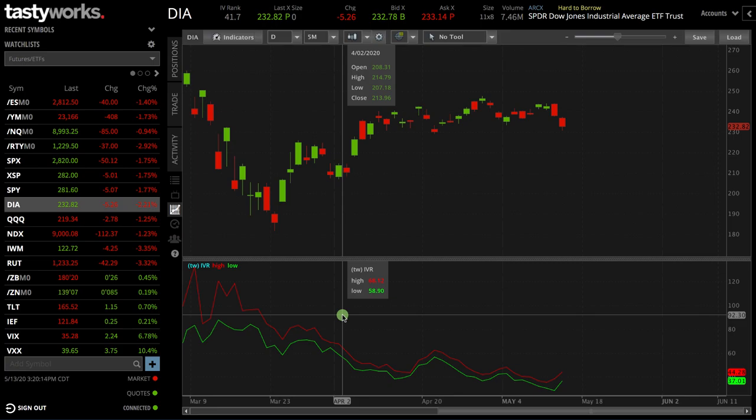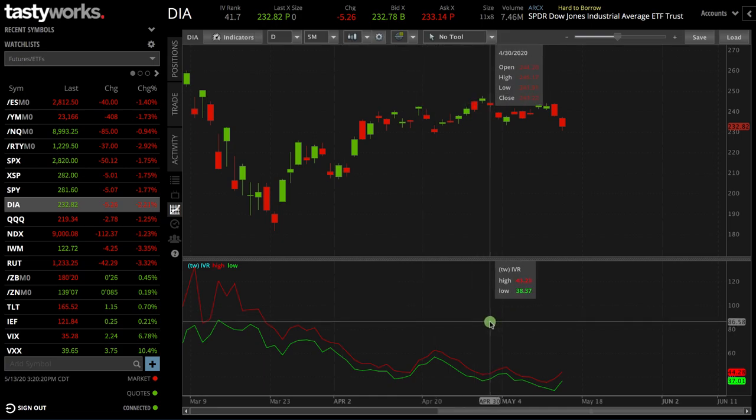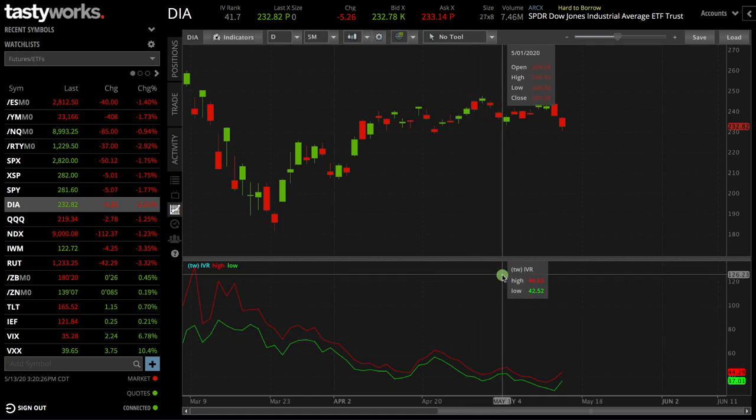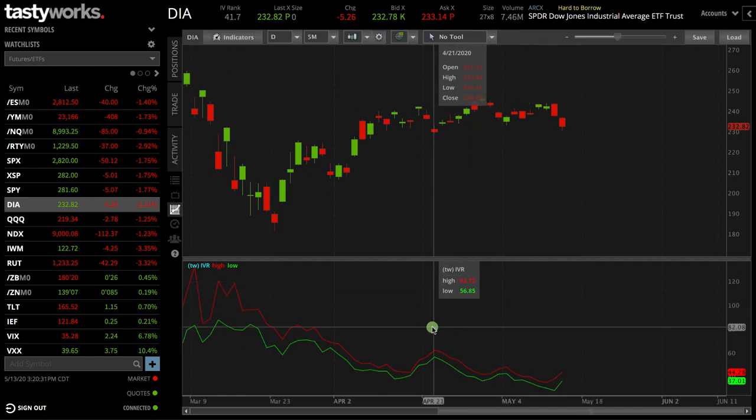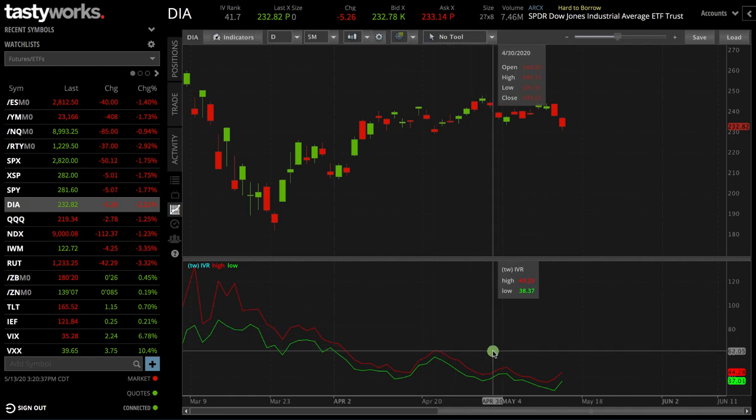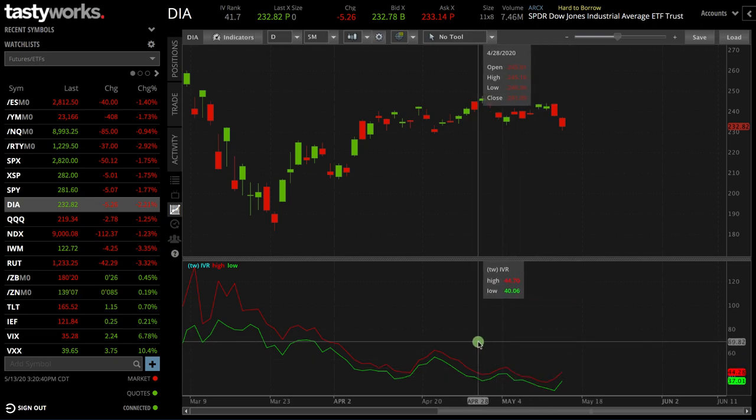Our thinkorswim indicator, we show both IV rank and IV percentile. I think that's the best way to do it. I like to look at both. There are certain situations where IV rank kind of has a spike in it, based on the way that it's calculated, whereas IV percentile might be a little smoother. So in different situations, we like to use one versus the other. So I still like ours better, but this is definitely on the right path.